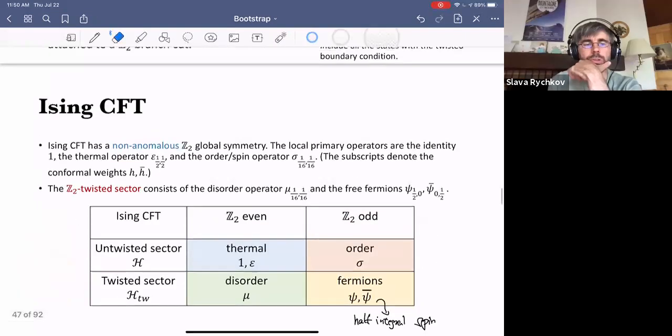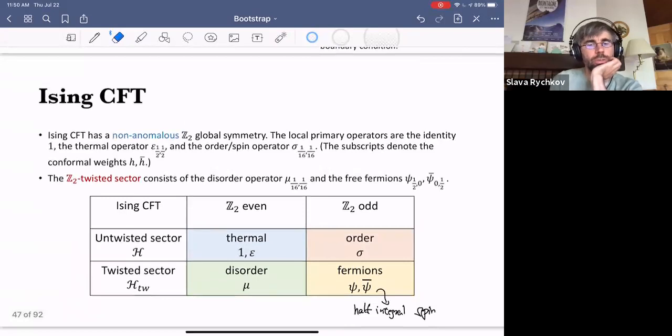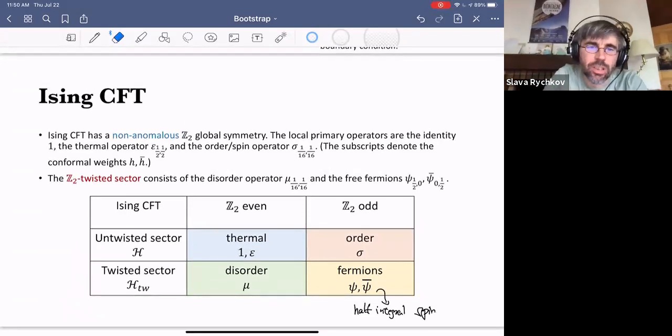Can I ask a question? So here you are using, of course, we know everything about Ising CFT, but in general, you are using the fact that there is some local lattice model which gives rise to this Ising CFT. Otherwise, you wouldn't guess that. I mean, if you are just given abstractly some CFT with some operators and some global symmetry, how do you know that this twisted sector should exist?